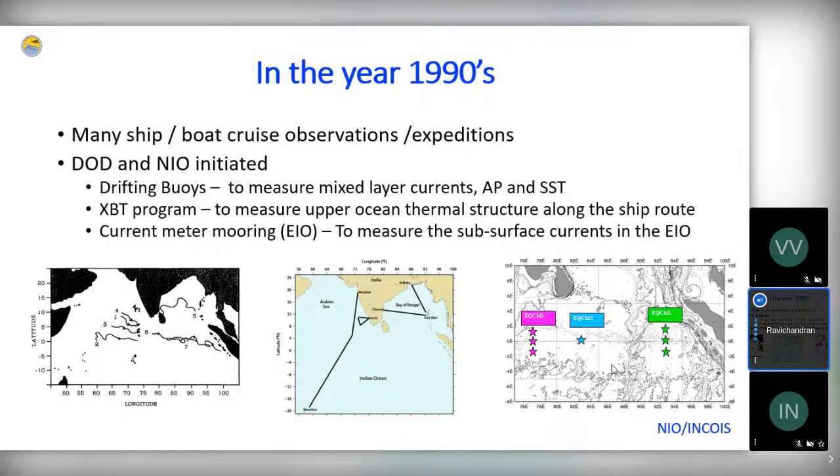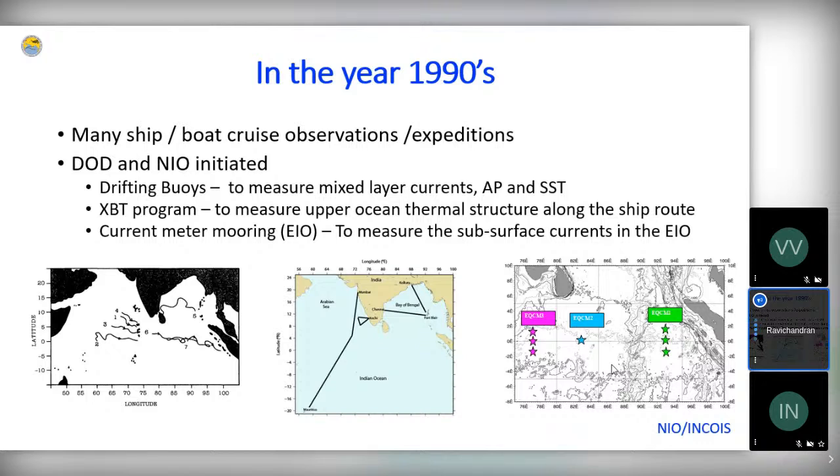However, in the 1990s, the DOD and NIO initiated three major programs. One is the drifting buoy program, another is XBT, and the third is the current meter mooring. These three important automatic instruments, the so-called modern instruments of that time, were deployed in the ocean to observe various parameters.